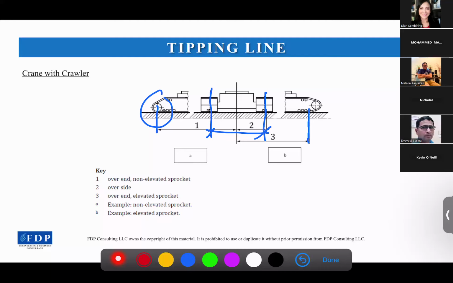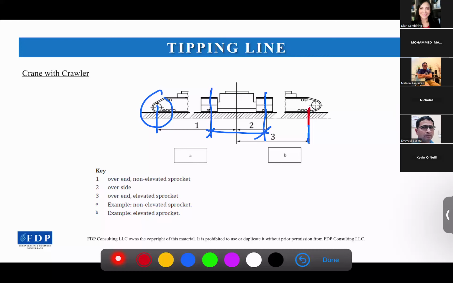Yes, Mr. Sharma, go ahead. If it is an elevated sprocket, where will you be drawing the tipping line? For the elevated, you can draw it from the edge of the tracks which are touching the ground. And if it is non-elevated, then it will be from the center of the sprocket. Correct. Yes. Okay. Thank you.